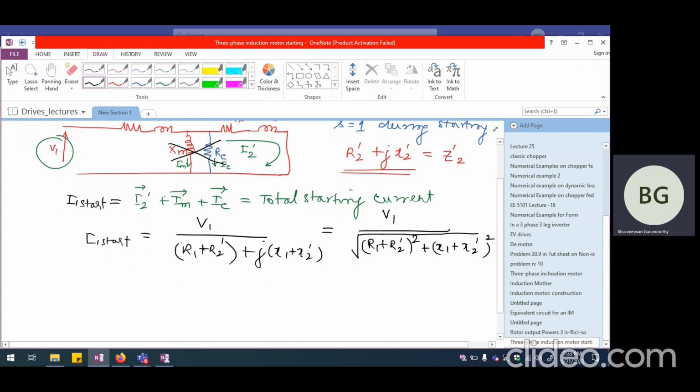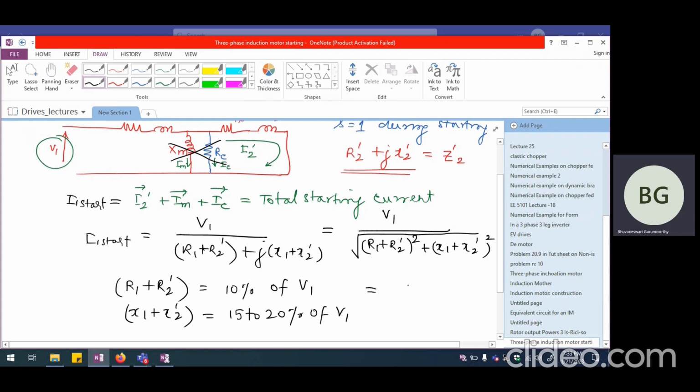And if we look at typical values, if I try to write R1 and R2 dash in terms of per unit, the voltage drop that takes place in R1 and R2 dash will generally be about 5% to 10% of V1. The same way, the voltage drop that is taking place in X1 and X2 dash may be about 15 to 20% of V1.